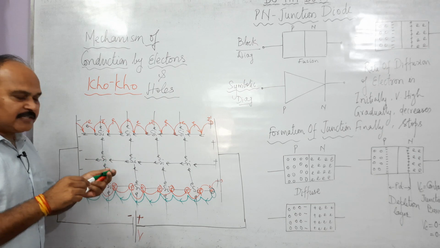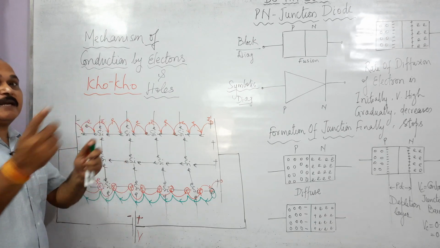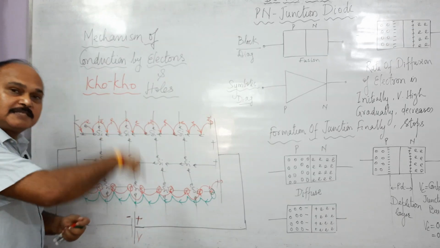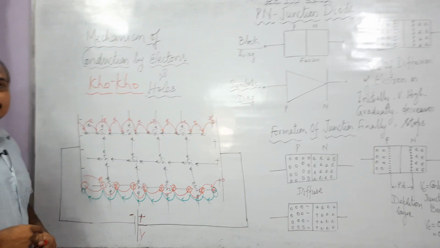So hole is simply deficiency of electron. If an electron enters into the hole, it is destroyed. But from whichever place that electron moves into the hole reaches there. So that's how these holes are moving towards this negative plate.